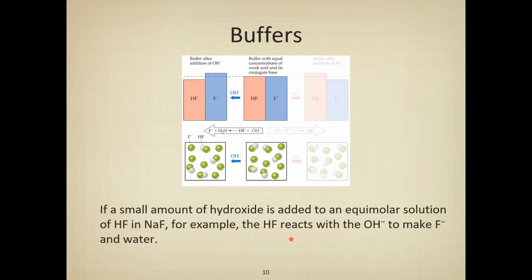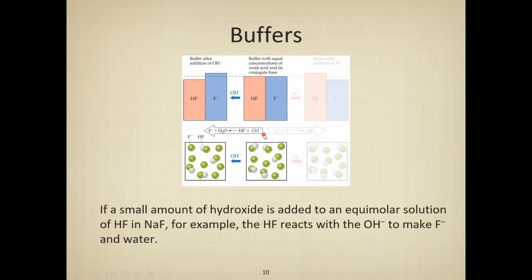But with the buffers, the way they work, like I said, is they're going to have the conjugate acid-base pairs. So if we look at something like this, in the middle, we've got an equal amount of hydrofluoric acid, and then the fluoride ion is going to be its conjugate base. This could be present from the addition of something like sodium fluoride. So if we take hydrofluoric acid and sodium fluoride and dissolve them in water, we can get equal amounts of these, and now we're going to have a buffered solution.